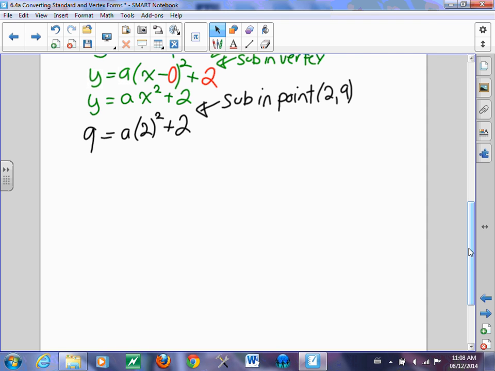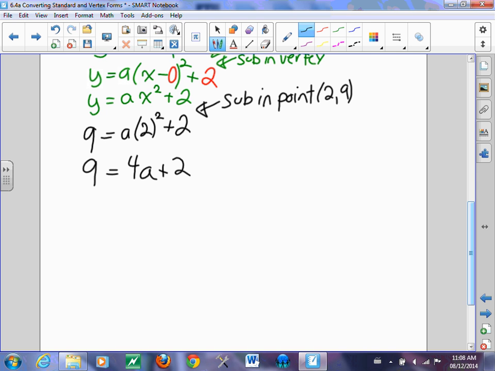Here we go, ladies and gentlemen. 9 equals, 2 squared is 4, so 4 times A is 4A plus 2. Let's get the plus 2 over to the other side. So we're going to have 7 equals 4A. To get A by itself, divide both sides by 4. So you've got A equals 7 over 4, or, ladies and gentlemen, 1.75. We tend to like it as a fraction.